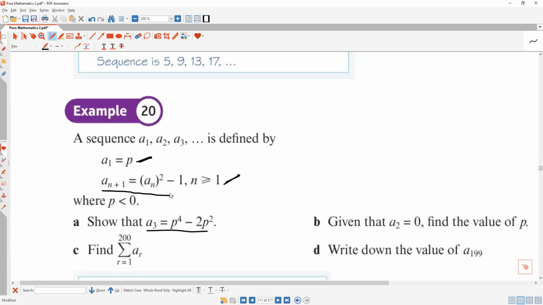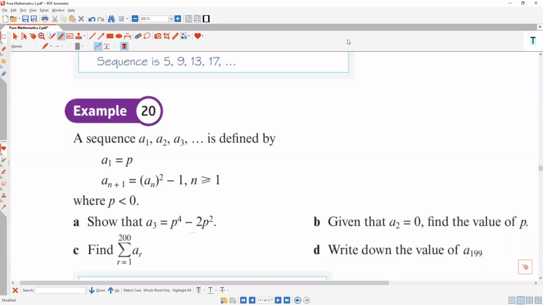Try to work it out on your own with your common sense and all the math skills you have developed in the last 12 years, or 11 years. Check whether a3 is p raised to 4 minus 2p square or not. Try doing it. I'm pausing the video, please.